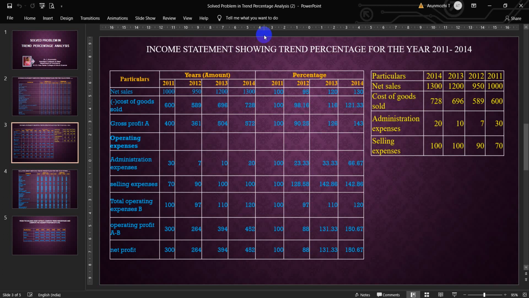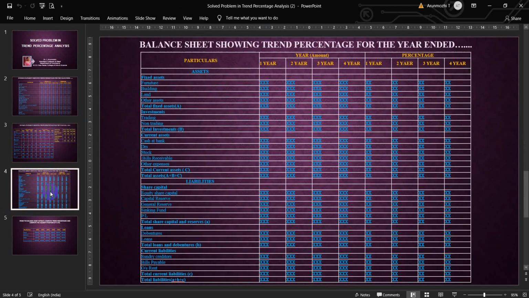Next, you get the net profit as 300, 264, 394, 452, total which comes to 150.67. Hope you understood with the sum how to proceed with the income statement. Now I am showing you the format of fixed asset, that is in the balance sheet form. The previous method we have seen with the income statement, right? Now we go on to the balance sheet format.